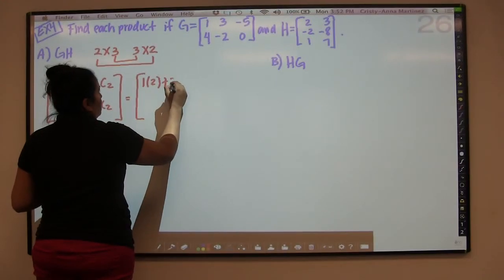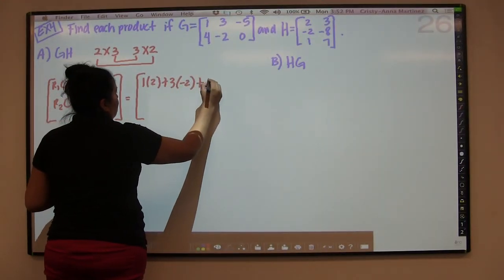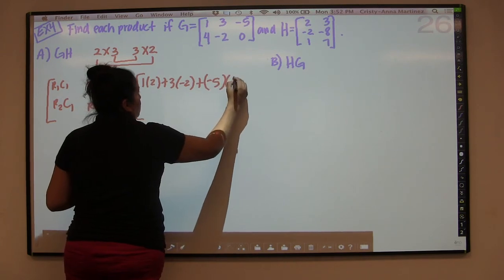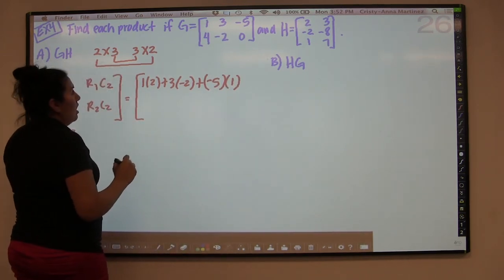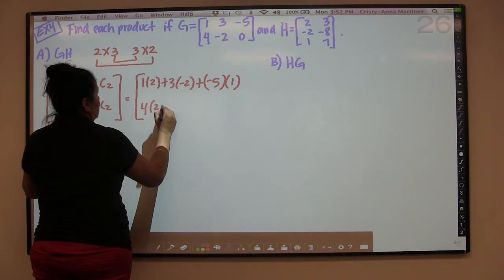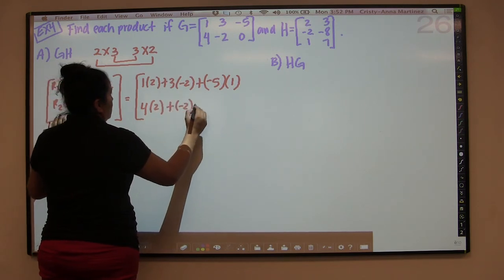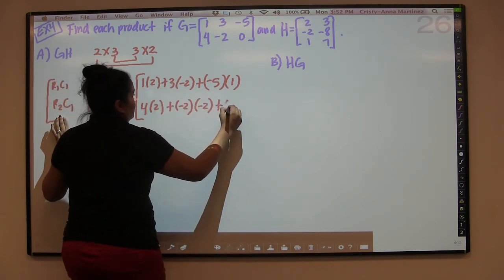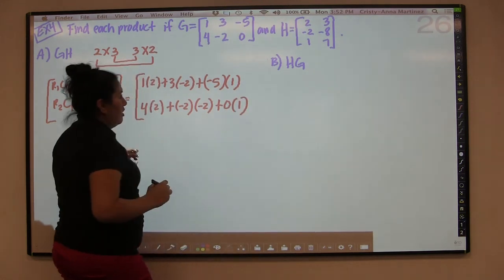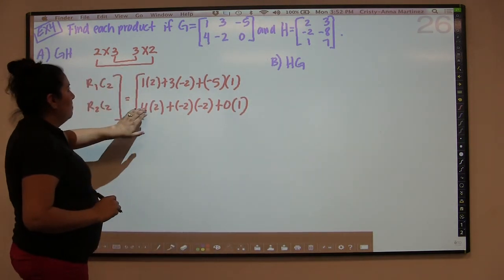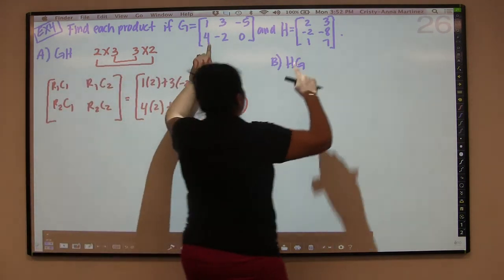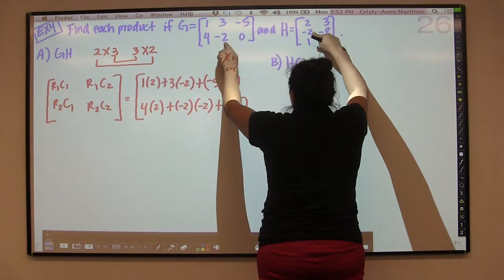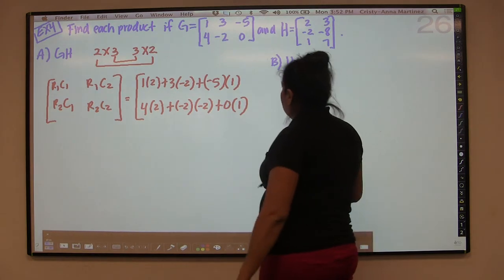So in order to do that, we're going to go row 1, column 1 first. So row 1 is 1 times 2 plus 3 times -2 plus -5 times 1. For row 2, column 1, I'm going to go 4 times 2 plus -2 times -2 plus 0 times 1. I hope that you're starting to pick up on how that's working. So I got 4 times 2, -2 times -2, 0 times 1. Okay, and then we're going to do it again.